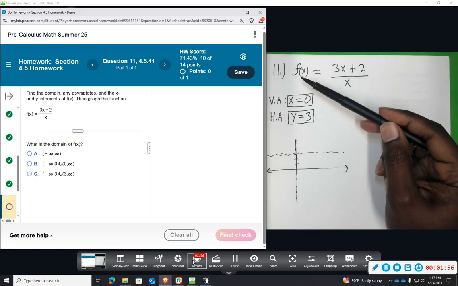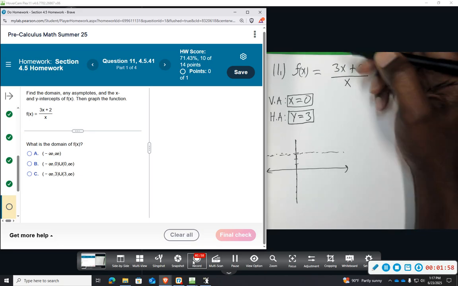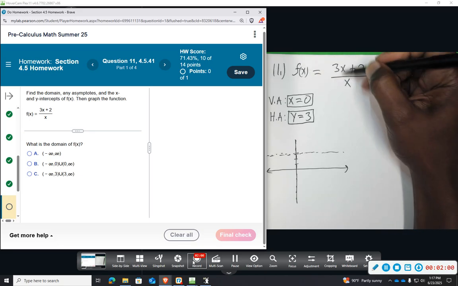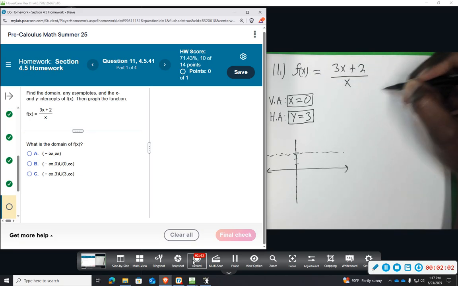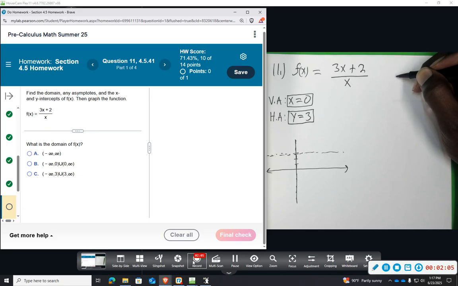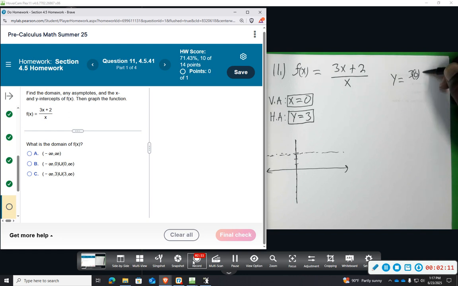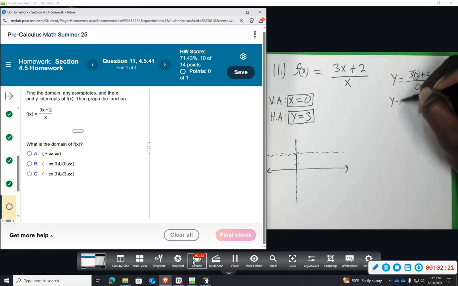We now want to find the x and y intercept. So for the y-intercept, we're going to plug a 0 for x. So if we do y equals, we'll have 3 times 0 plus 2, and then 0 on the bottom. So no matter what happened, we'll end up with 2 over 0. That's undefined. So we will not have a y-intercept. We'll say none, does not exist.